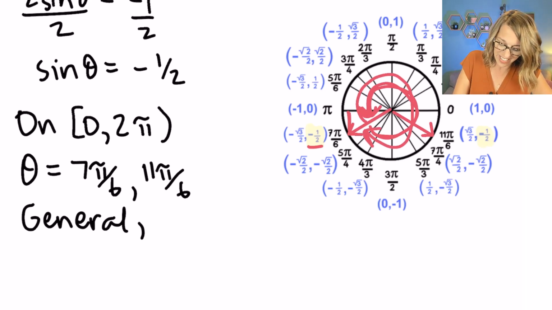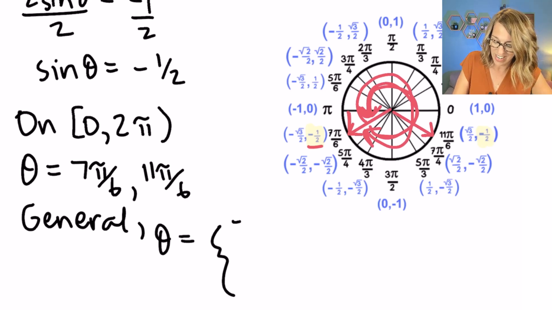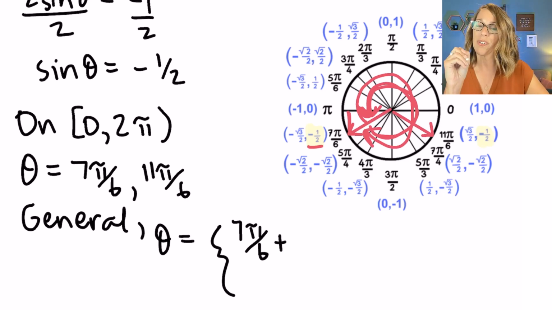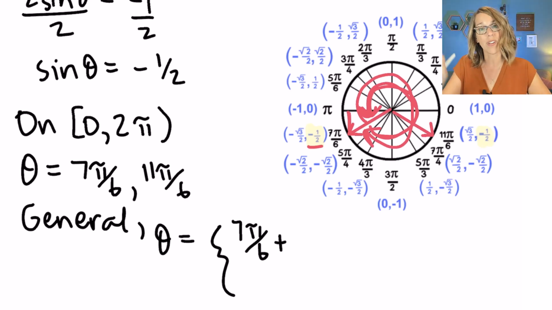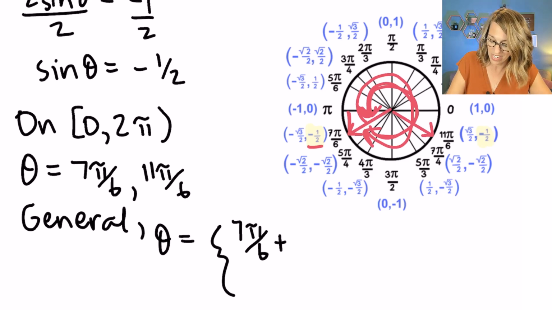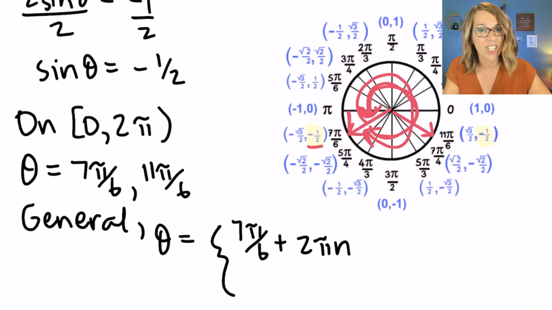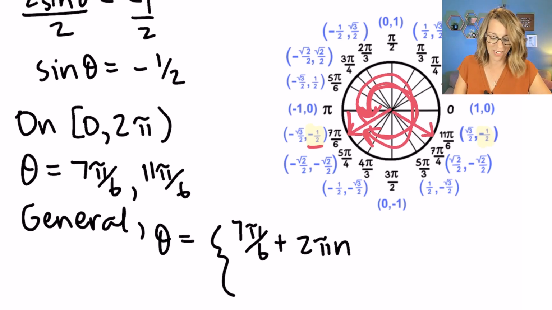So I can take theta is equal to, there's going to be 2 lines here. If I take that 7 pi sixths, I can add multiples of 2 pi, either going forwards or going backwards. So plus 2 pi times n. Your teacher might use k, either one is great. I can do the same thing with my 11 pi sixths.